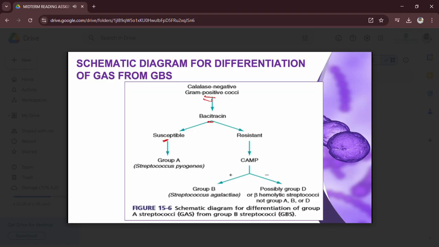Bacitracin susceptible, they are under group A. Pag resistant, you do CAMP testing. Ang magpa-positive dyan would be your group B, which is Streptococcus agalactiae. Negative naman, possibly a group D or a beta hemolytic streptococci. It's not under your group A, B, or D.